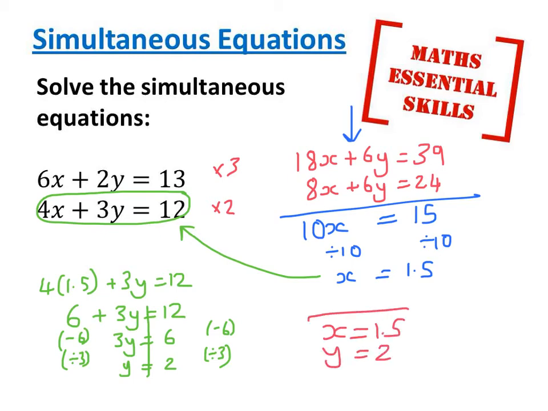I can always check those answers by just substituting them into the other equation. This one up here, let's check that works. 6x will be 9, 2 y's are 4, and 9 add 4 makes 13. Therefore, I am confident with these answers.